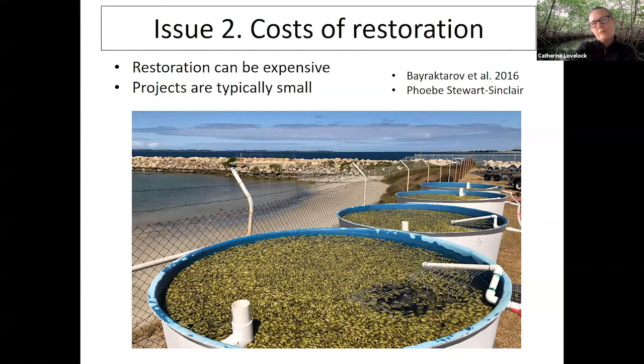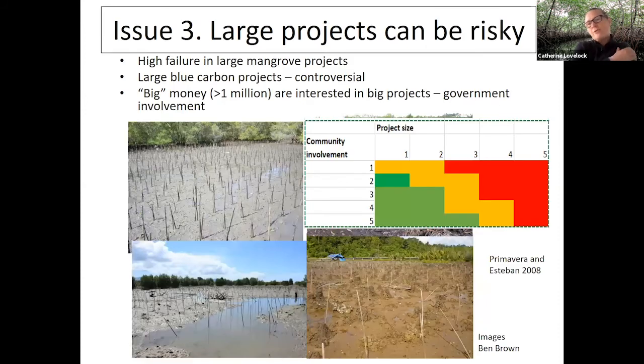The other thing that Alyssa identified is that projects are typically small. So when the costs are high and the projects are small, and we just looked at the potential returns, you can see that there could be a problem of these sorts of projects not being really worth it. So the solution there would be to go big. Let's have big projects. But big projects are very risky.